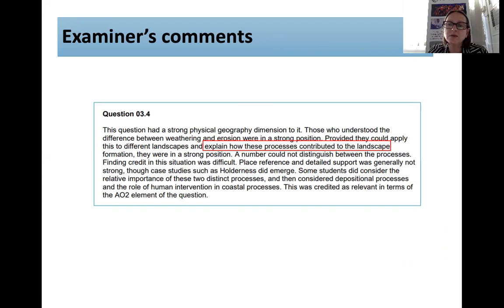Place reference and detailed support was generally not strong, though case studies such as Holderness did emerge. Some students did consider the relative importance of these two distinct processes and then considered depositional processes and the role of human intervention in coastal processes. Have a look at your answer. How can you improve it? It may be that you need to really go over and revise those processes of erosion and weathering again, and then apply those to Barton. Good luck.